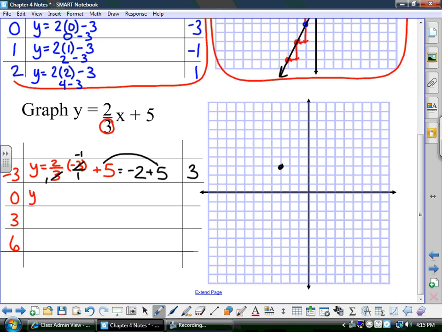Plugging 0 in is always easy because any number times 0 is just 0. So 2/3 times 0 is 0, plus 5 is 5. The point 0, comma 5 is also on this graph.